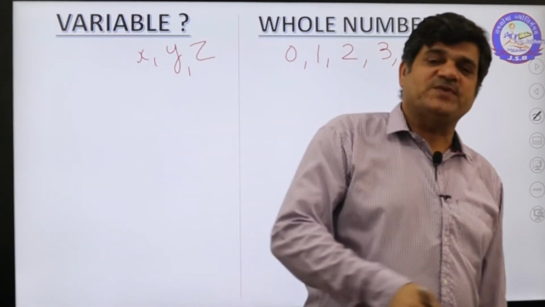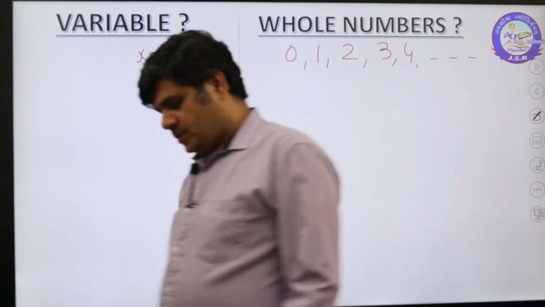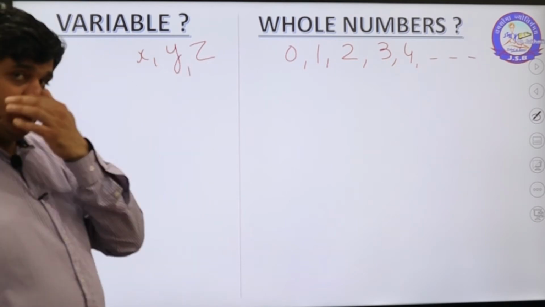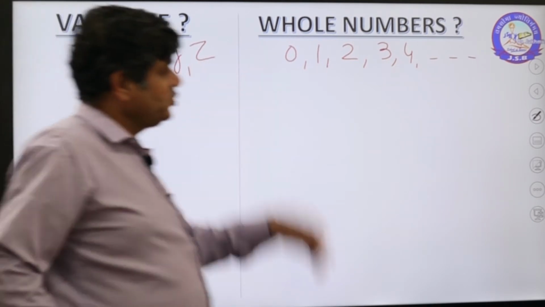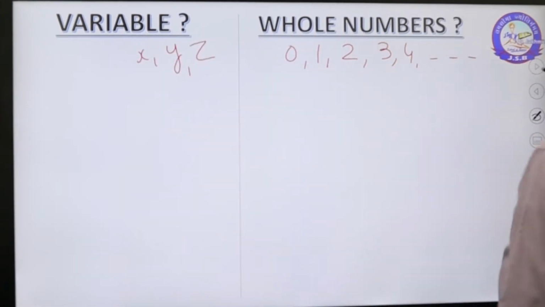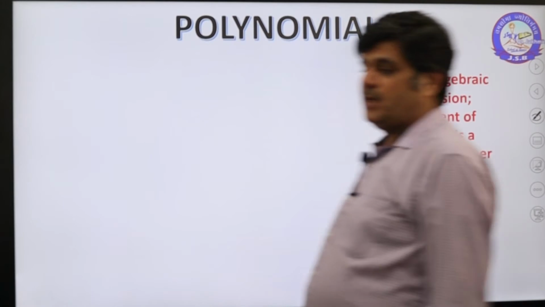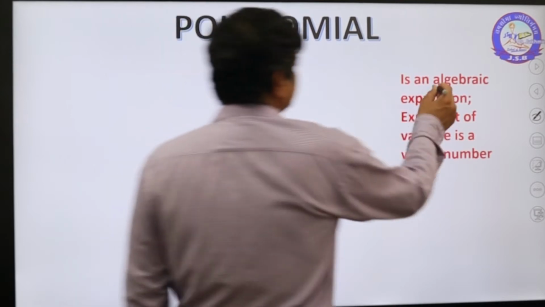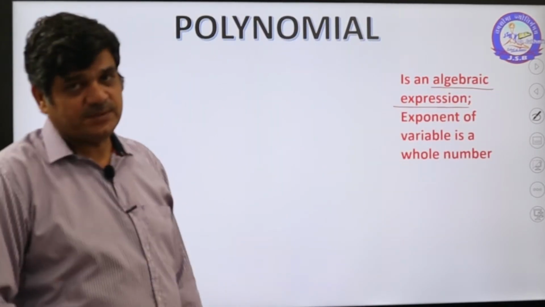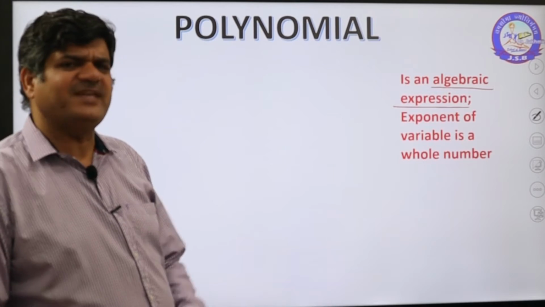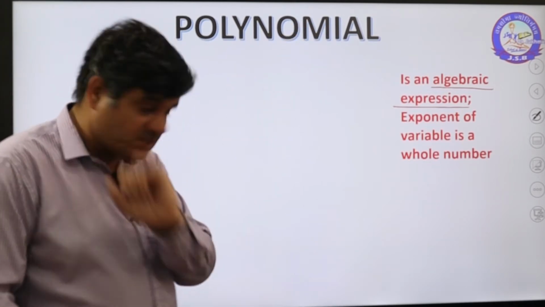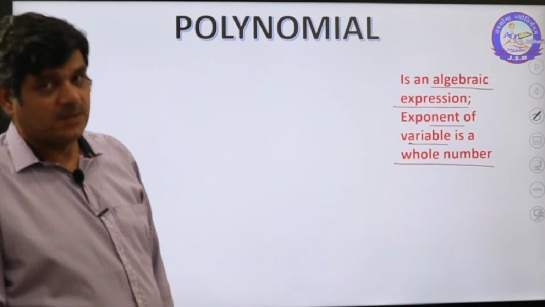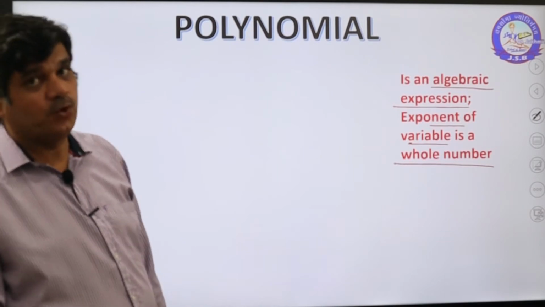Variable, like x, y, z. Variable means something whose value varies, something which is unknown to us. That is the variable. Now, if you know these two things, you should know what a polynomial is. So a polynomial is basically an algebraic expression. Algebraic expression means any expression having variables. But the only condition is that the exponent of the variable is a whole number.